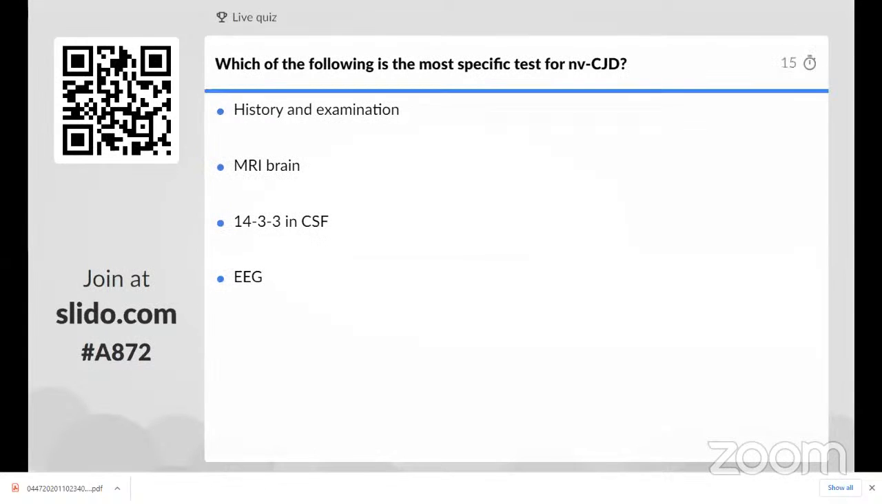Going to the next question, going to CJD: which of the following is the most specific test for diagnosis of new variant CJD? History and examination, MRI, 14-3-3 protein in CSF, or EEG pattern? Please vote. Again, a relatively simple question.